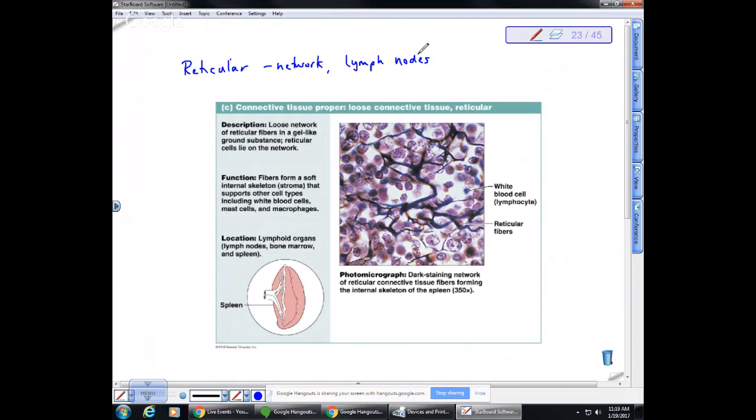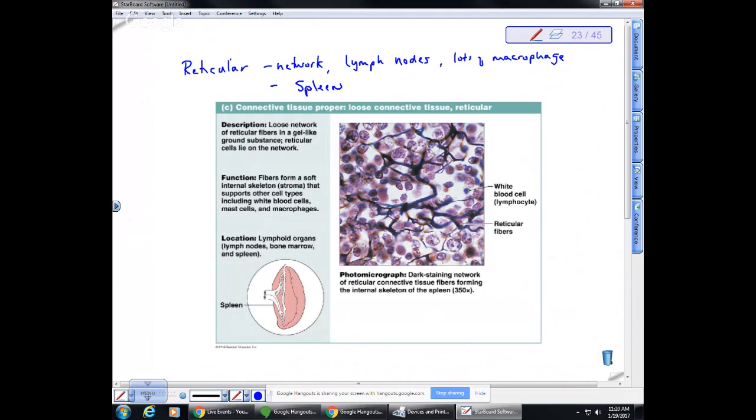And so this is really important in holding macrophages. There's lots of macrophages, right, in the lymph nodes. And as the lymph goes through, the macrophages, the white blood cells, sense anything that is foreign, and then they'll start to attack it. Okay, so the network actually provides space for macrophages. So lots of macrophages. Another place where reticular connective tissue is found is in the spleen.